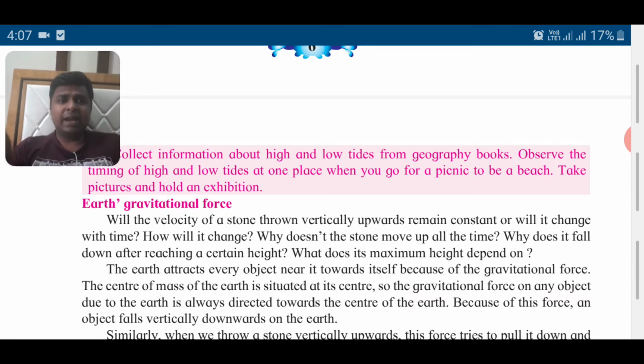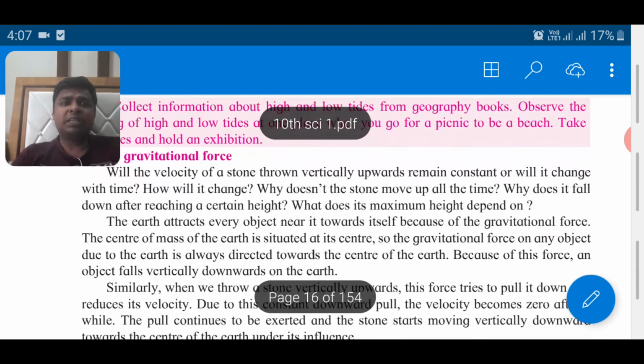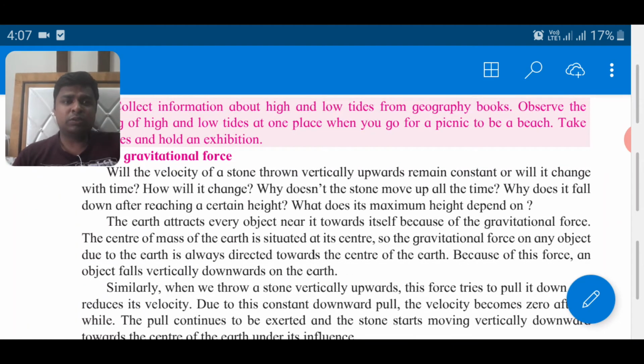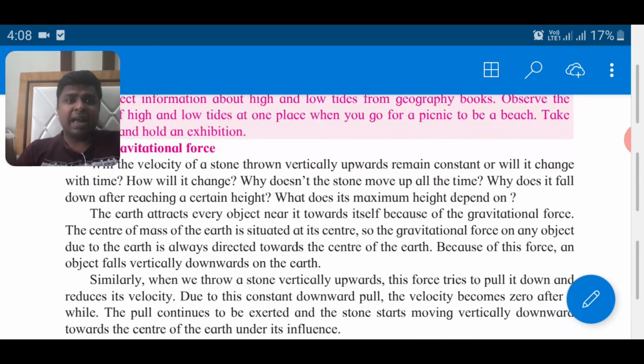Then let us go ahead to Earth's gravitational force. Whenever an object is thrown upward, for example a stone, what will happen? The stone will go upwards. Will it go with the same velocity? No. It will slow down. At a certain time it will stop and again fall downwards towards the center of the earth. So earth is attracting all bodies towards its center, and this is because of the gravitational force.